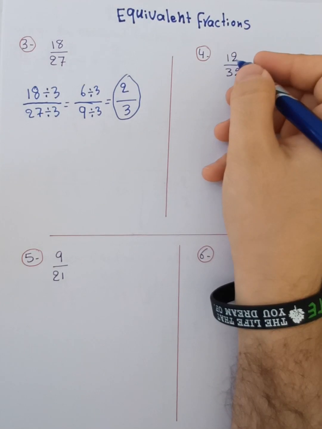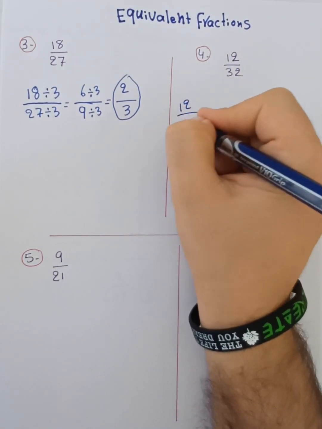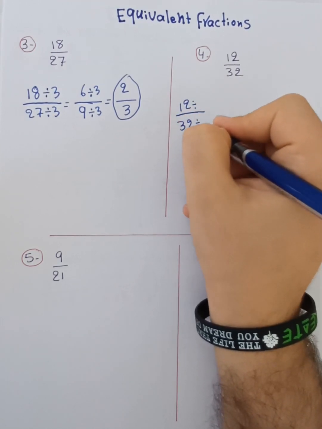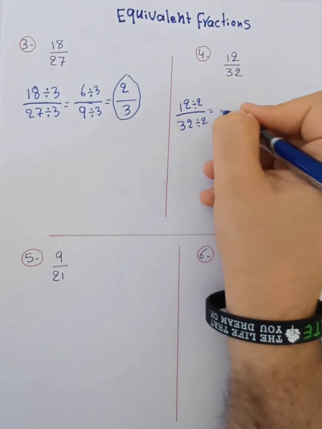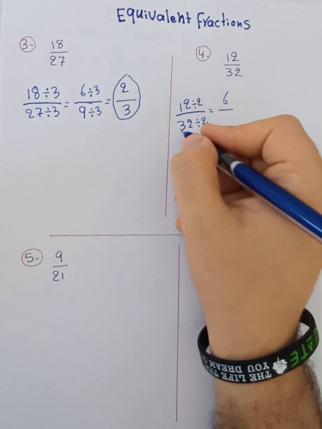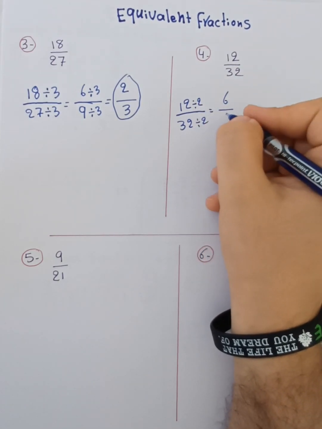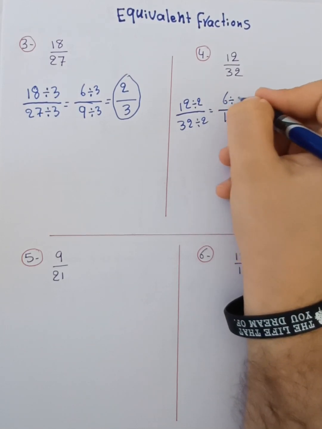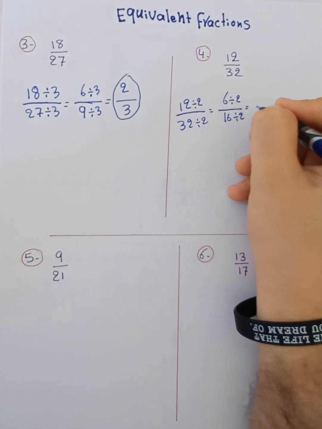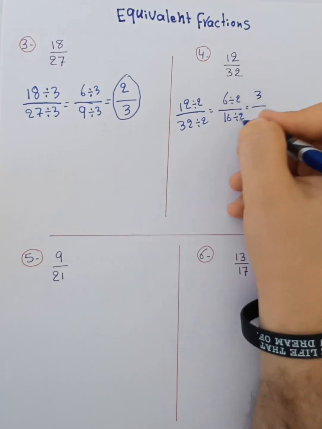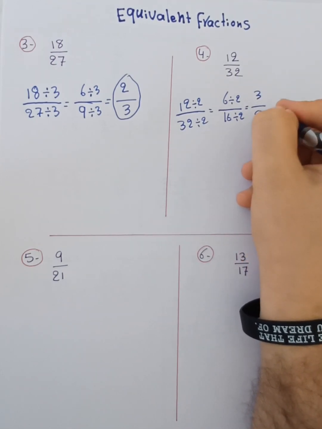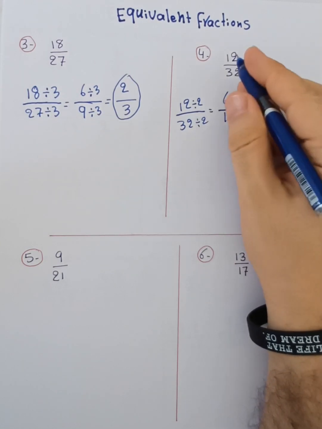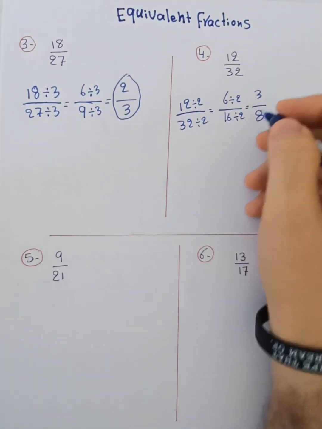Example number 4, we have 12 out of 32. Both are even. We can start by dividing by 2. 12 divided by 2 is 6. 32 divided by 2 is 16. After that, both are even. We can divide by 2 again. 6 divided by 2 is 3. 16 divided by 2 is 8. This is the simplest form for 12 out of 32.